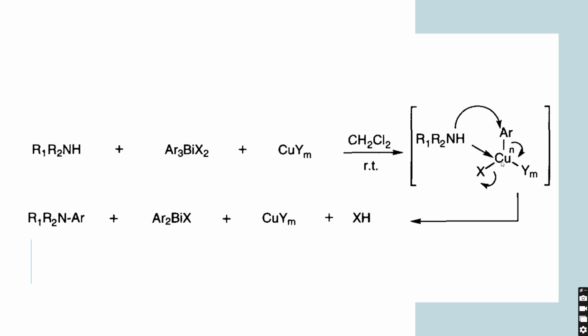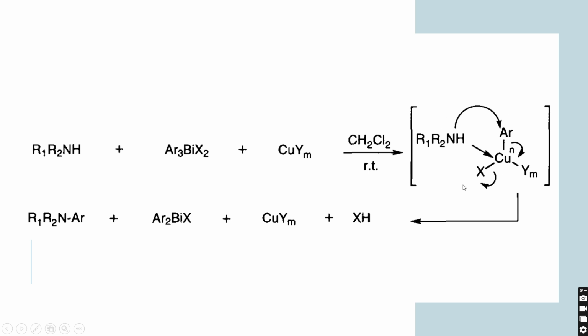So what happens after mixing all these three reagents? The bismuth reagent and copper will undergo oxidative addition and transmetallation to give you this kind of intermediate, where the copper center you can see is attached to the aryl group from bismuth, and X is also the ligand coming from the bismuth center. And the amine is coordinating through the lone pair of electrons towards the metal center, which is copper.